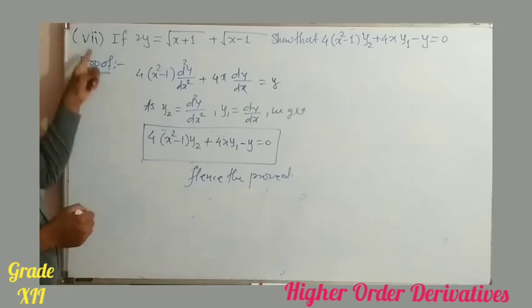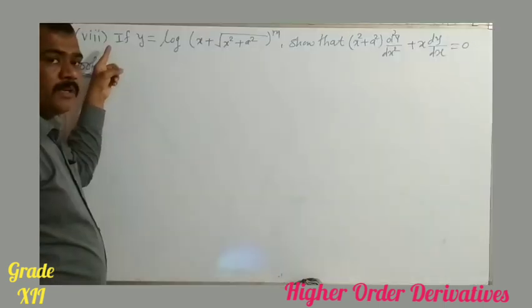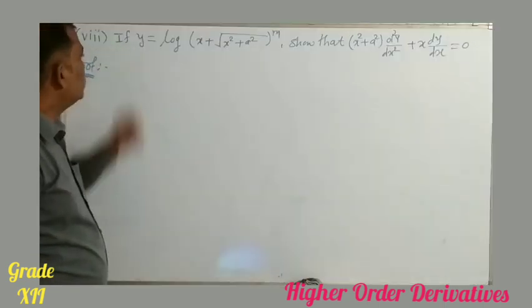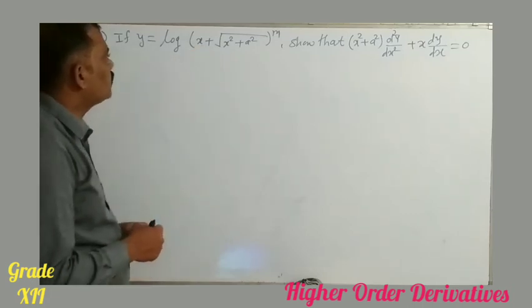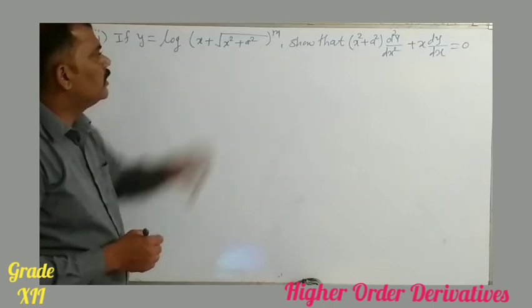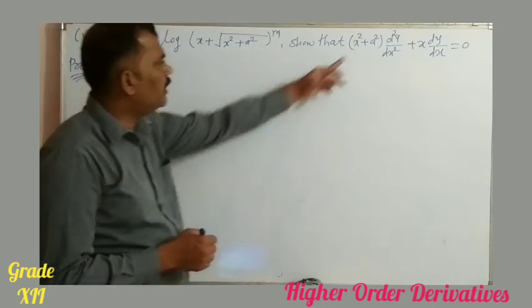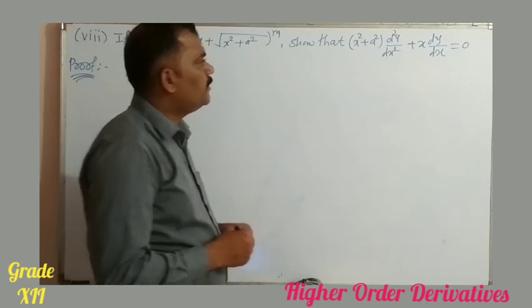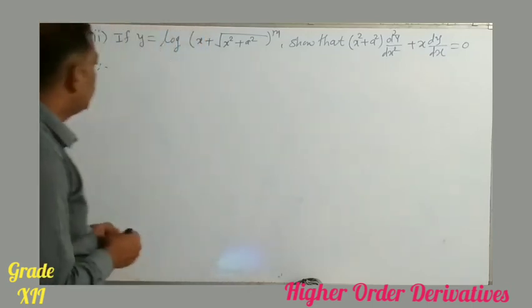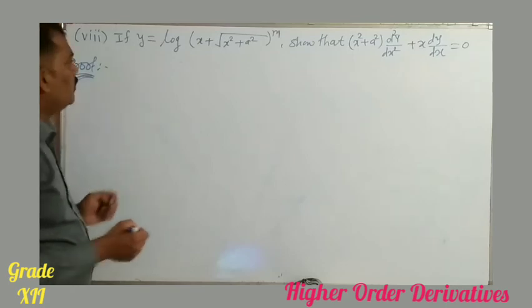What is example number 8? See here. If y is equal to log of x plus root of x square plus a square, whole raised to m, show that x square plus a square into d2y by dx square plus x into dy by dx is equal to 0. We have to start from this.